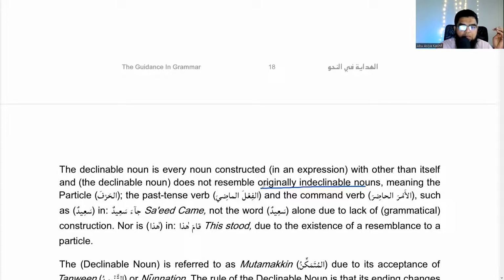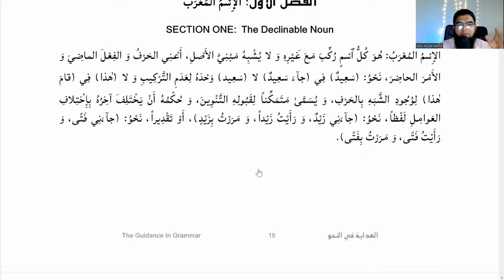Originally indeclinable nouns, meaning the particle. Harf is مبني الأصل. And past tense, فعل ماضي, and أمر. These are called مبني الأصل. Because the أصل في الفعل الماضي is that it should be مبني, right? And they are originally مبني, fixed ending. So ذهب is always ذهب. هو ذهب. We don't say ذهبون. We don't give تنوين and all that, no?